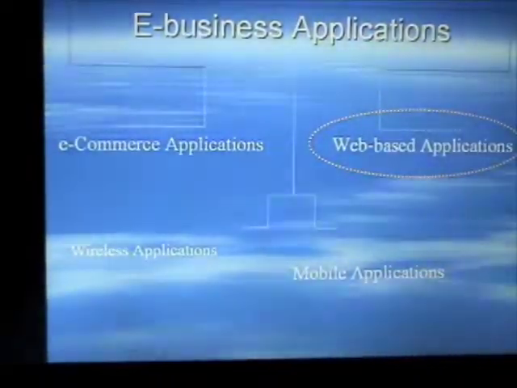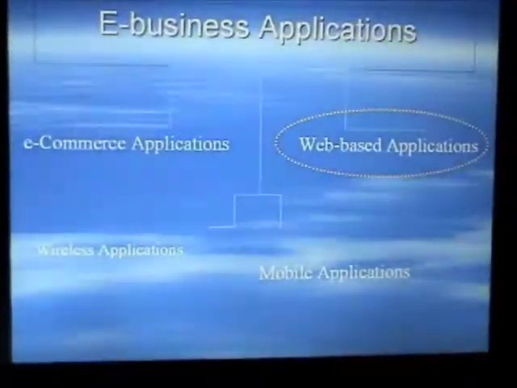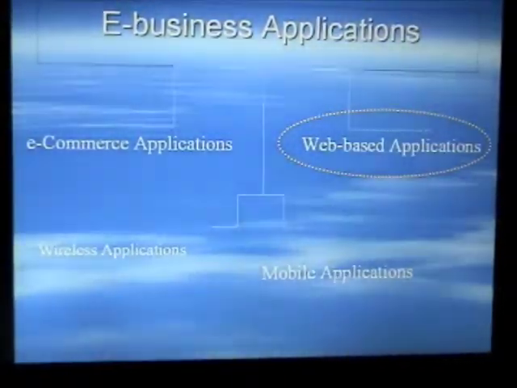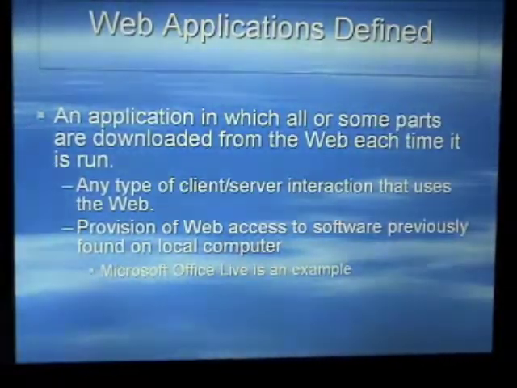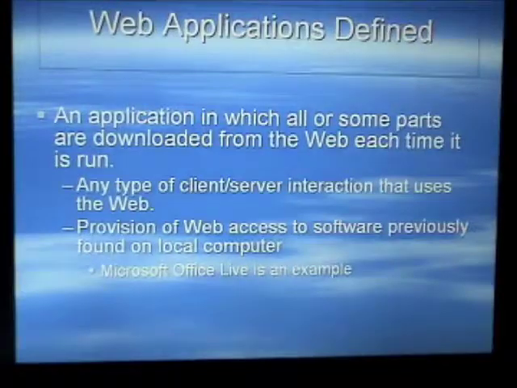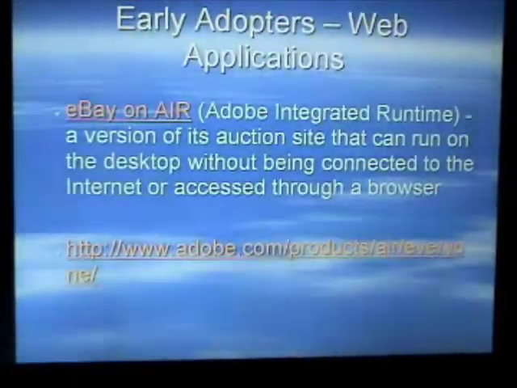Now, the next application that we have is the web-based application. We have several types of application, and we define web-based application as just any application that can be downloaded from the web. The whole application can be downloaded, or some parts of it. For example, Yahoo Chat is an example of a web application. We also have Microsoft Office Live as an example. One of the early adopters of web applications is eBay.